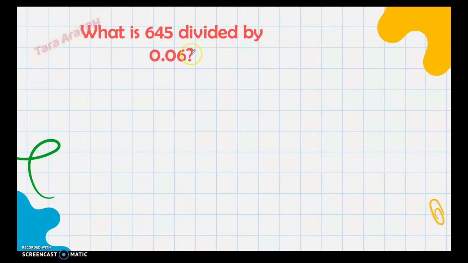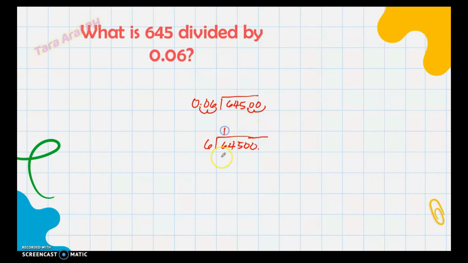Next, what is 645 divided by 0.06? We have our divisor, it's a decimal number. Then we need to change it into a whole number by moving two places. We have 6. And let's locate the decimal point of 645, which is at the end. Then we move two places also, 1, 2. Okay, so our value of the dividend is 64,500. Then our decimal point here is at the end.